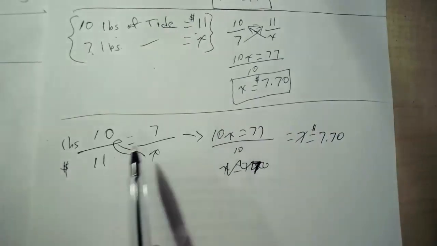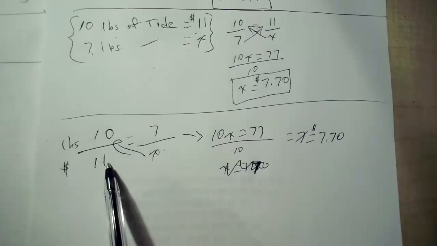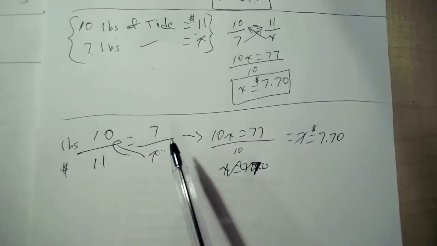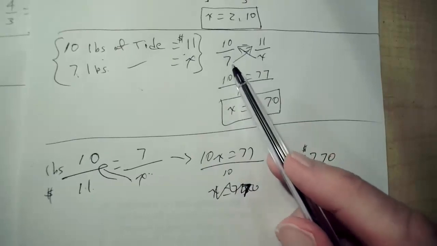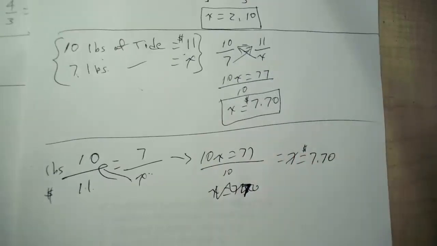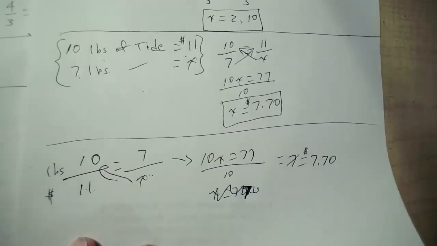Again, the secret to doing proportions is do it the same way on both sides of the equation. Here we did pounds to dollars. Here we did pounds to dollars. Up here we did pounds to pounds. And here we did dollars to dollars. Okay, that's proportions.